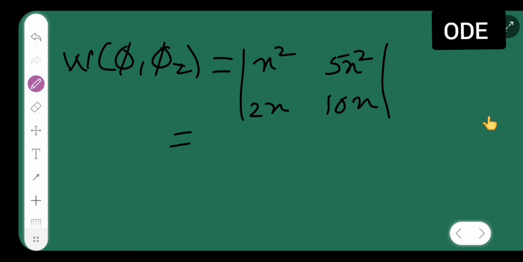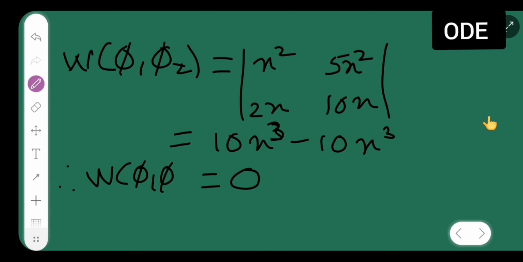Now what we are going to get is 10x cube minus 10x cube. This is nothing but 0. So therefore you all can say that the Wronskian of phi 1, phi 2 is equal to 0. See what you were supposed to do: x square times 10x, that is 10x cube, minus 5 2 5s are 10x cube, which gives you 0.